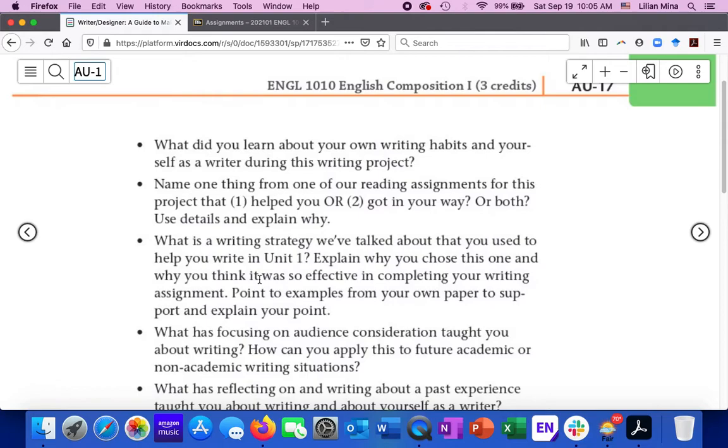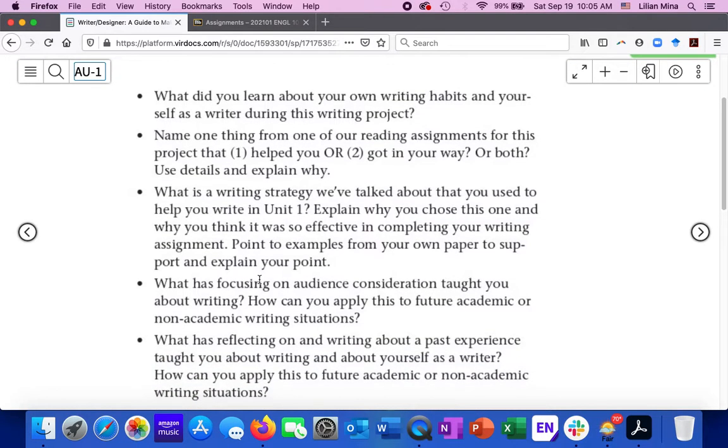The third question is, what is a writing strategy that we've talked about that you used to help you write in Unit 1? Explain why you chose this one and why you think it was so effective in completing your writing assignment. For example, the brainstorming, the drawing, using paper and pencil and just brainstorming and planning your assignment. Was that helpful? Asking you to think about the revision plan and what you would do. The peer review. Did any of that help you with your writing?